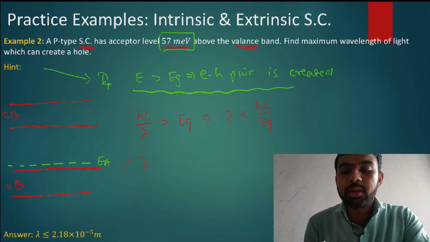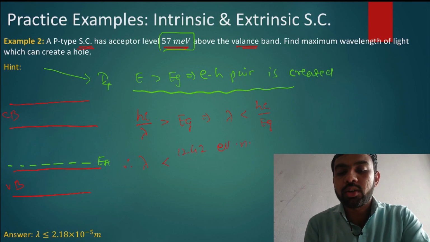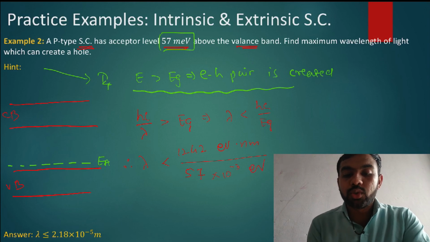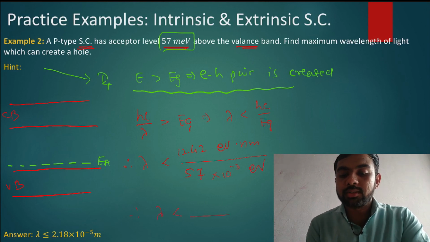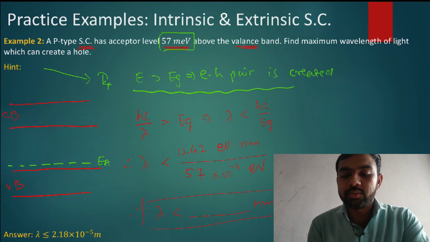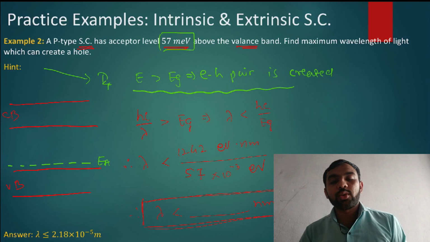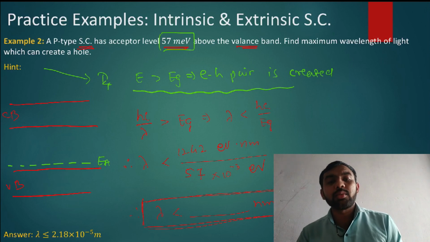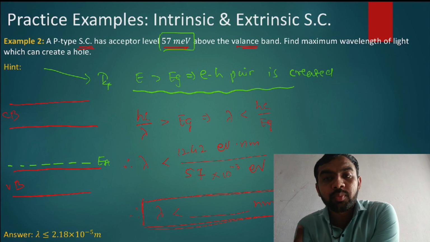Then it means lambda less than Hc by Eg, where Hc is 1242 electron volt nanometer, and Eg is 57 into 10 raised to minus 3 electron volt. So the answer is lambda less than this value in nanometer. So calculate this answer by yourself. सो रिमेनिंग कैलकुलेशन इज इन होमवर्क. ओके, आप इस तरह से इसका सॉल्यूशन कर सकते हैं. वेरी सिंपल है, यहाँ पे कुछ भी डिफिकल्ट नहीं है.